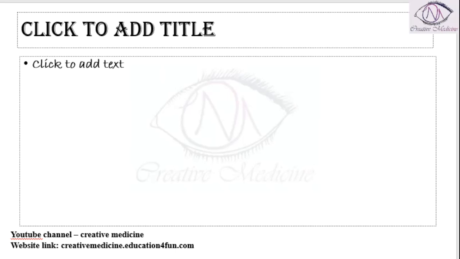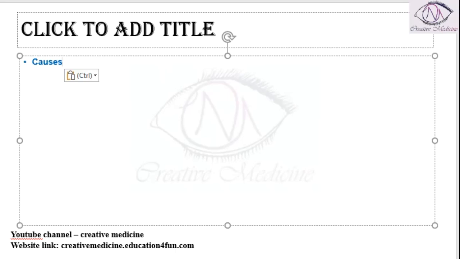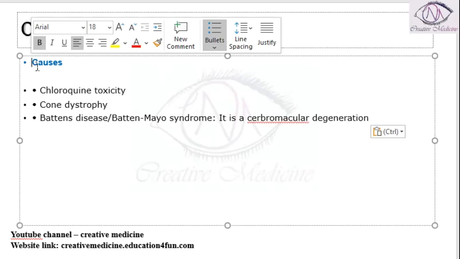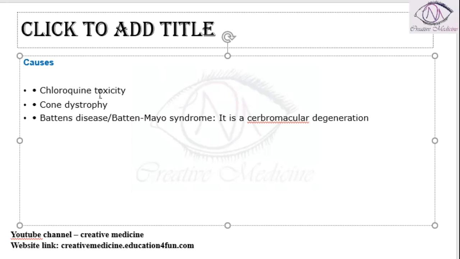So what are the causes of bull's eye maculopathy? Bull's eye maculopathy is seen in three main conditions: chloroquine toxicity, cone dystrophy, and Batten's disease or Batten-Mayou syndrome. Batten's disease or Batten-Mayou syndrome is a cerebromacular degeneration.